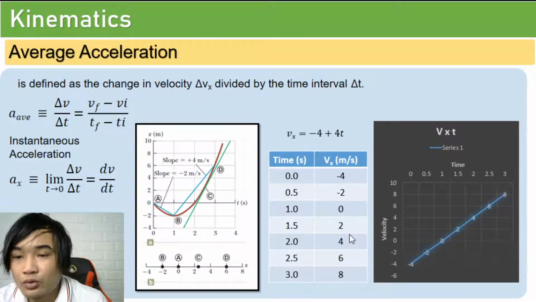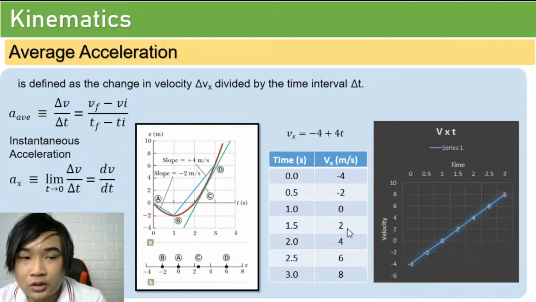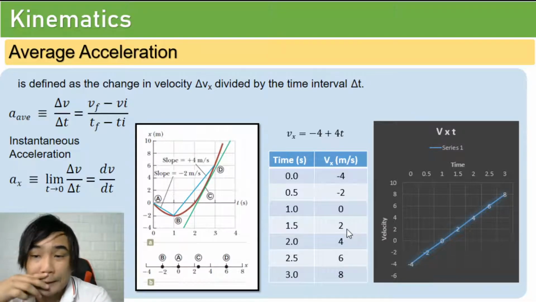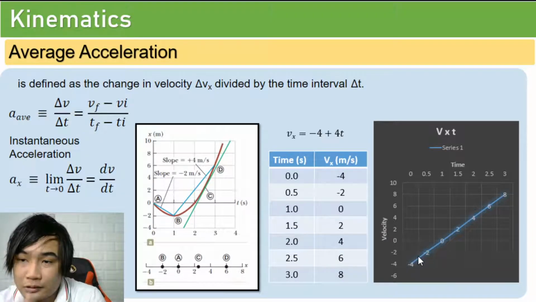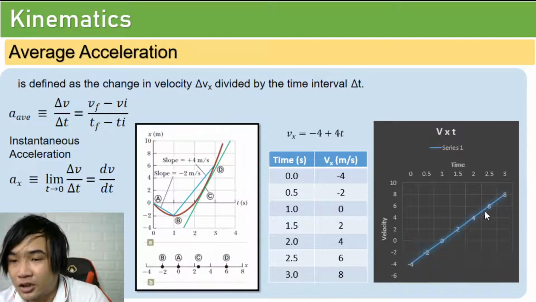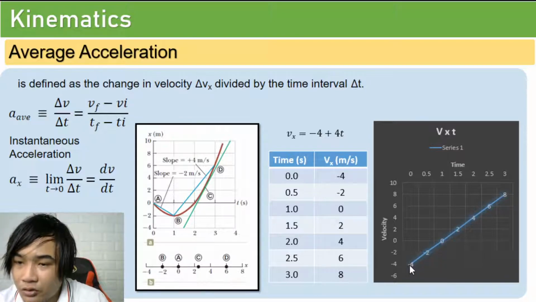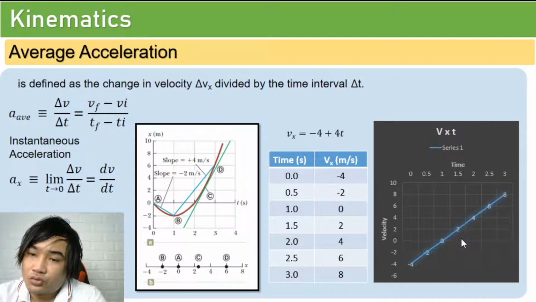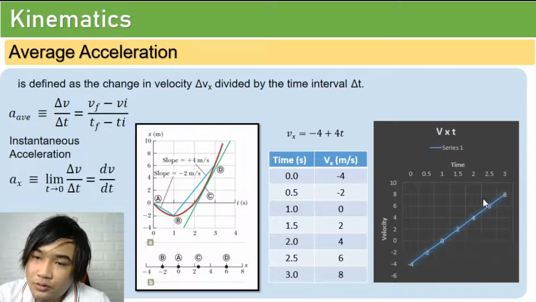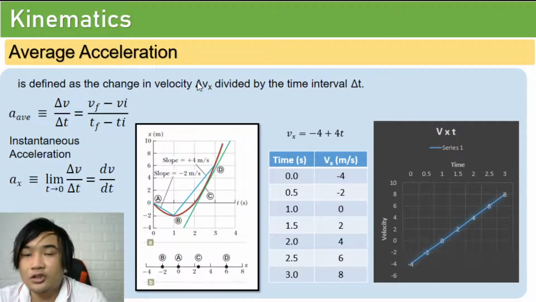Then from 2, it increased by 4. So it accelerated by 2 meters per second. If you look at this graph, from time 0 up to 3 seconds, this is constant deceleration and constant acceleration. Meaning, the increase of its speed is equal to 2 meters per second. If you see here, it is constant, so that is average acceleration.